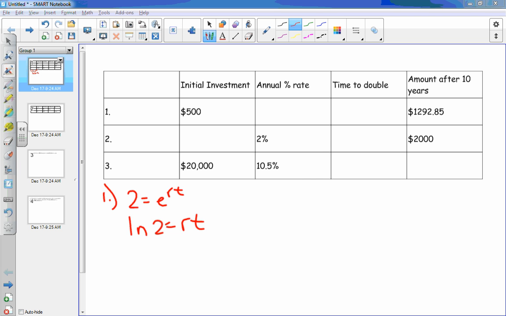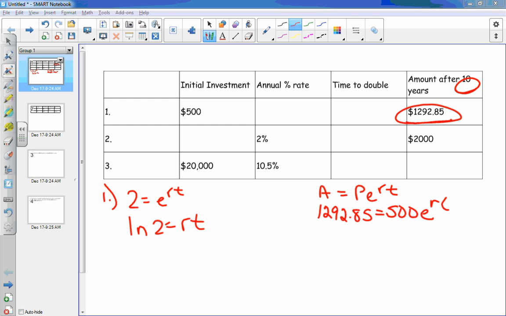I have to use the 2 pieces of information that they give me. The 2 pieces of information are going to be A is equal to PERT. A is going to be this amount right here. It's the amount that I have in my account after how long? After 10 years. So I'm going to have 1292.85 is equal to my initial amount, which was 500, times e to the rate, which I don't know, and it's going to take 10 years for it to be that in that account. Yes?